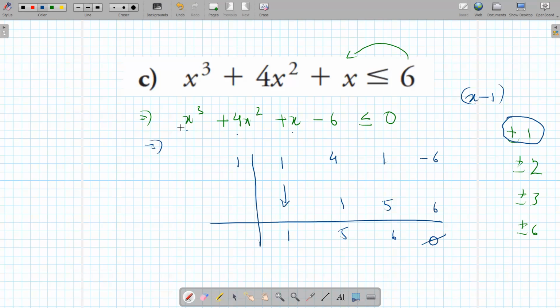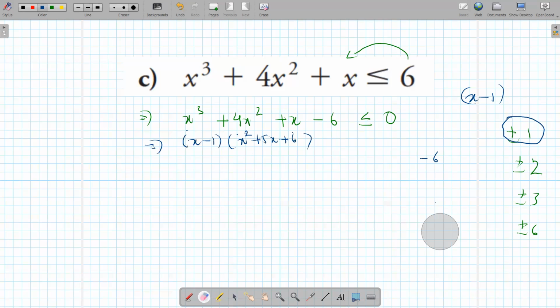So we can rewrite this cubic function as x minus 1, our divisor. And what's our quotient? x squared plus 5x plus 6. Yeah, x squared, because we divided x cubed by x, so the power drops by 1. And that's a quadratic. That one is definitely manageable. It's not a funky looking quadratic. It has nice whole numbers.